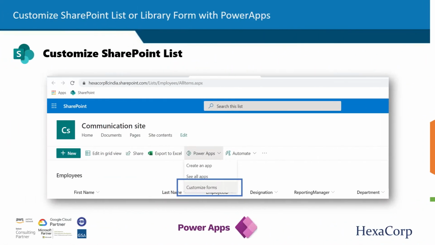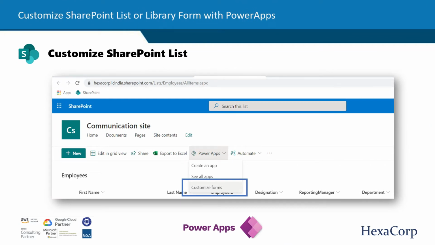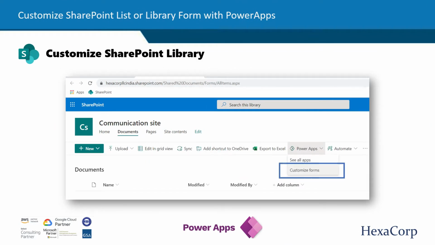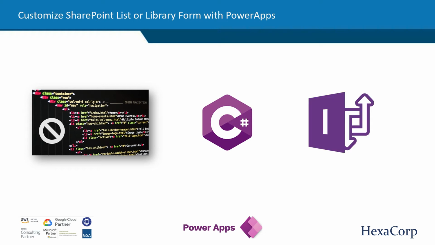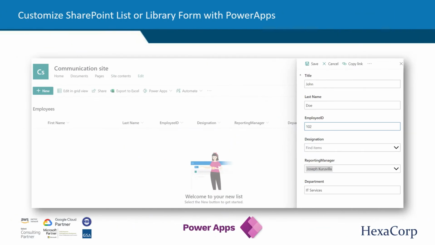You can easily customize the form for a SharePoint list or SharePoint document library by opening PowerApps in a browser. You don't need to write traditional code such as C# or download another app such as InfoPath. When you publish your changes, the form is embedded within the SharePoint list for use by all of its users.